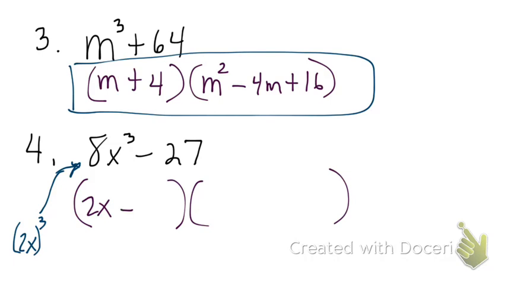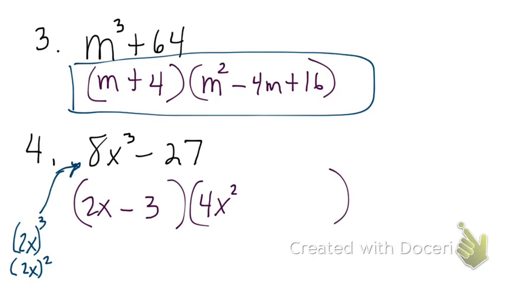You're going to have a minus in the middle. What do you cube to get 27? That would be 3. Now we're going to square the 2x. Now be careful here. You're doing 2x squared. 2x times 2x, you're going to get 4x squared.